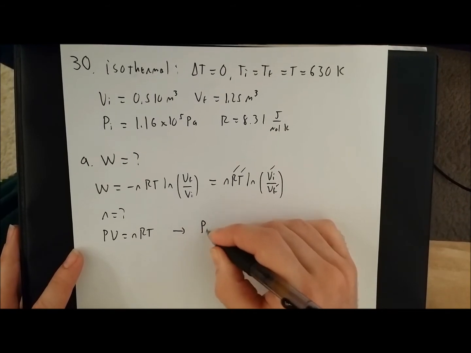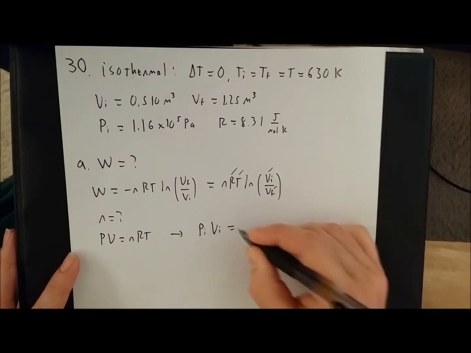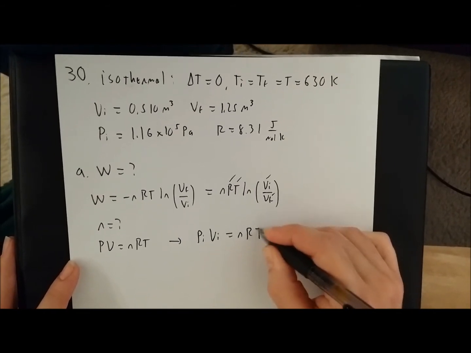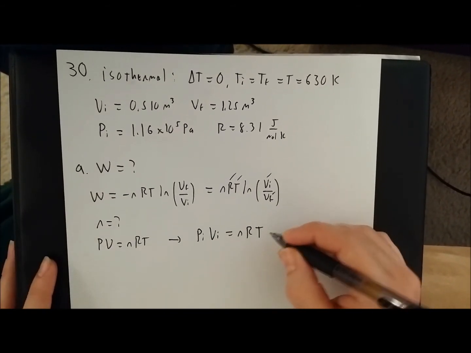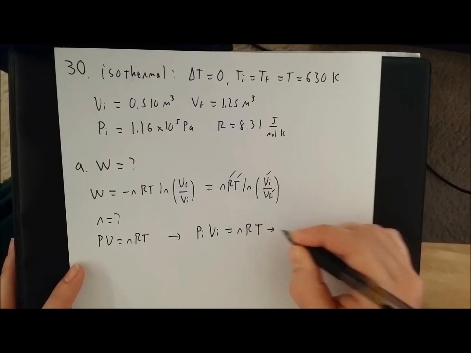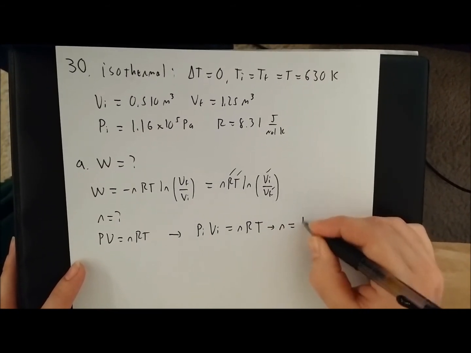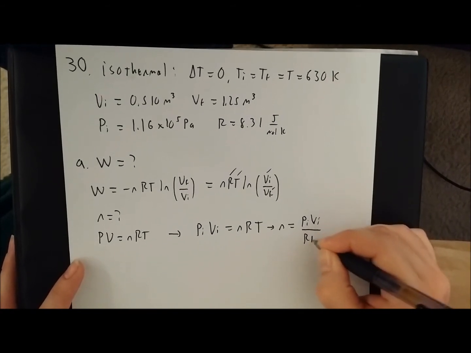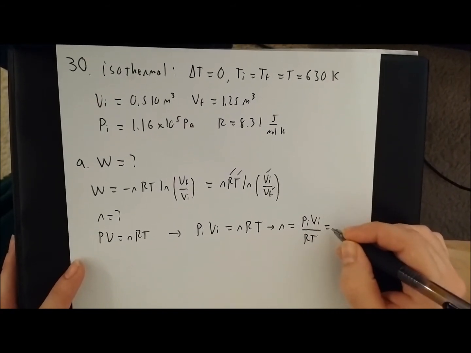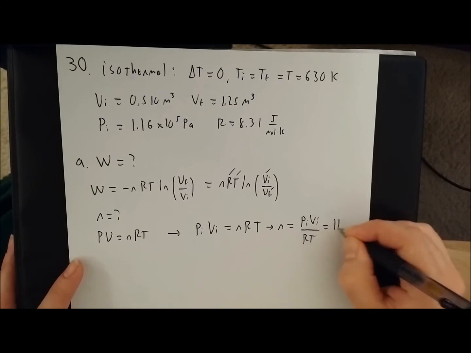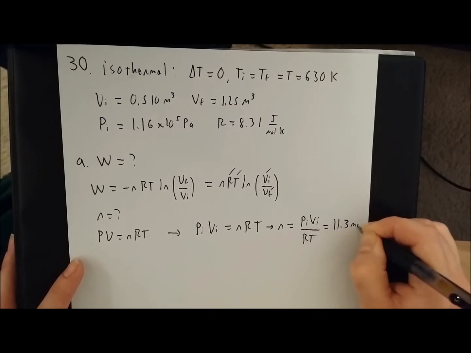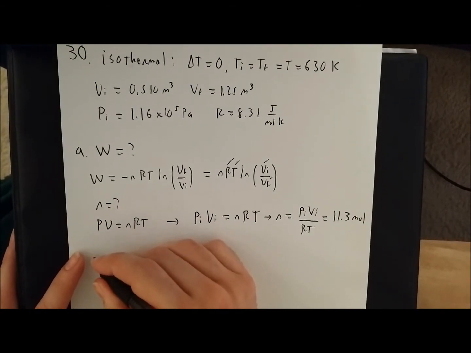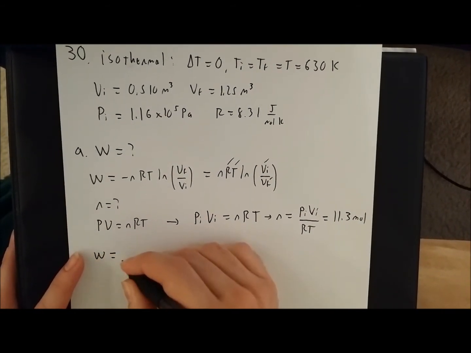So we know P initial times V initial, and that's equal to the number of moles times the ideal gas constant times the temperature, which is the same both finally and initially. So we can solve for number of moles. If you plug in the numbers, you'll get 11.3 moles. So now we can go back to our work expression and plug in the numbers.